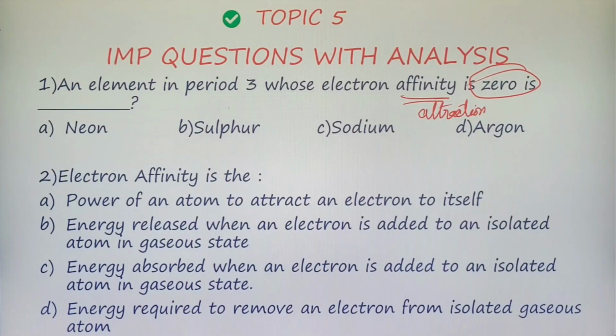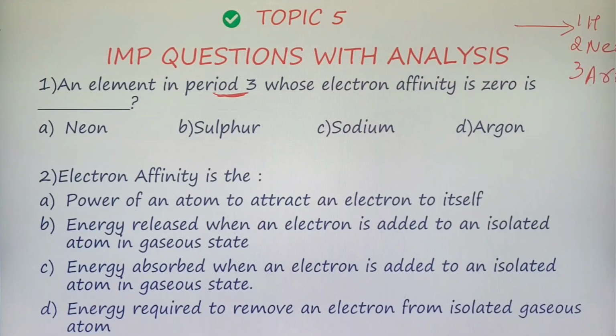But here they are specifically asking which is the element in period 3. So they are basically asking which is the noble gas in period 3. Period means left to right. Helium belongs to the first period, neon belongs to the second period, and the third period is argon. So you have to search for argon as the answer. So which is the element in period 3 whose electron affinity is 0? It is argon. Clear?